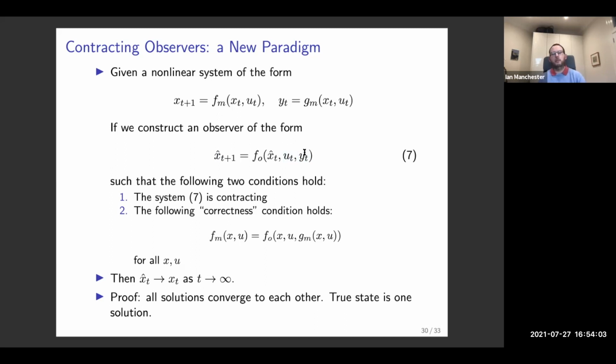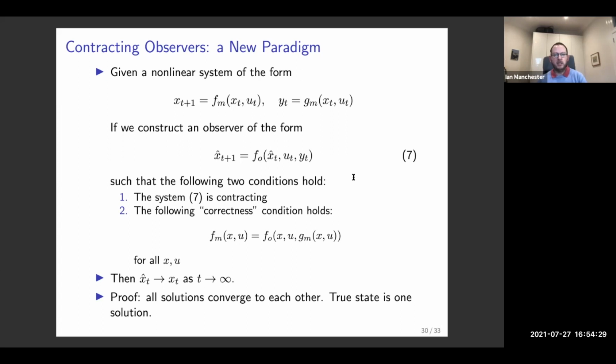And the main idea of thinking about this from the point of view of designing, from the point of view of contracting models is this kind of thinking about just designing the observer directly can actually be simpler than designing a correction term. So let's think about if we had the property that this observer is contracting, which means that any two initial conditions converge to each other.